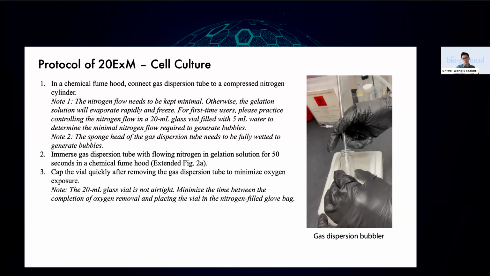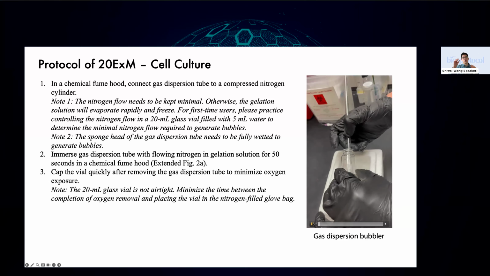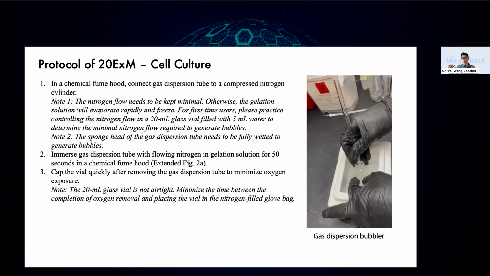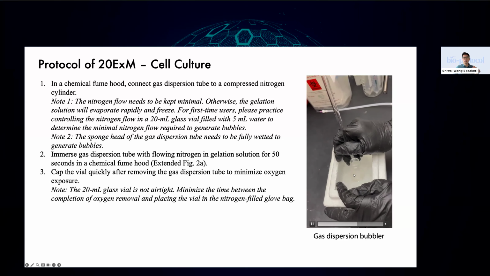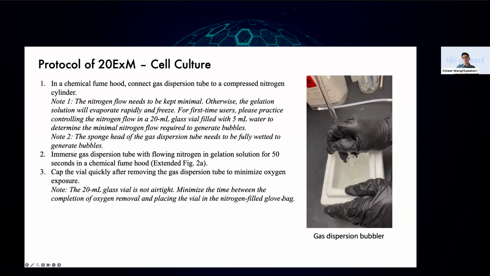Then you probably need to make the generation solution again because then the water content changes and things might precipitate out. So if you're using this for the first time, please consider practicing it with just a vial and water so you can get a sense of how strong the nitrogen flow should be. And the other thing is, if you look at the video, when I put the glass bubbler inside the solution, I will twist it to make sure that it's fully wetted.